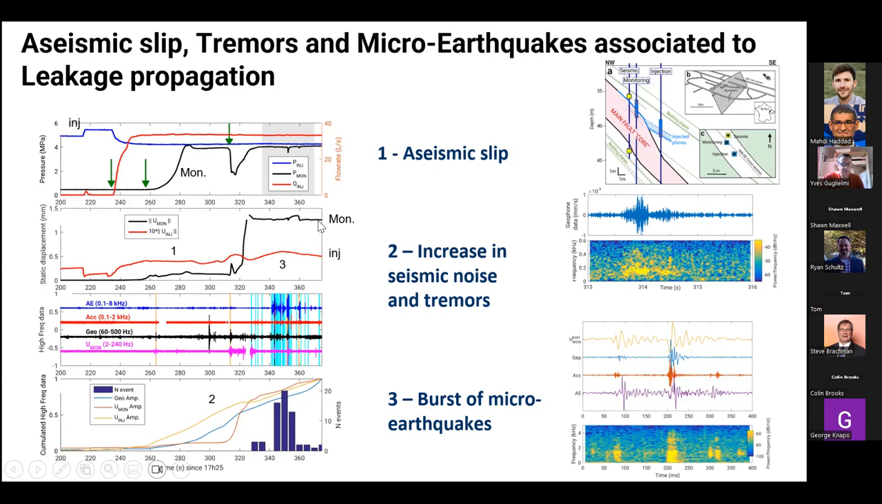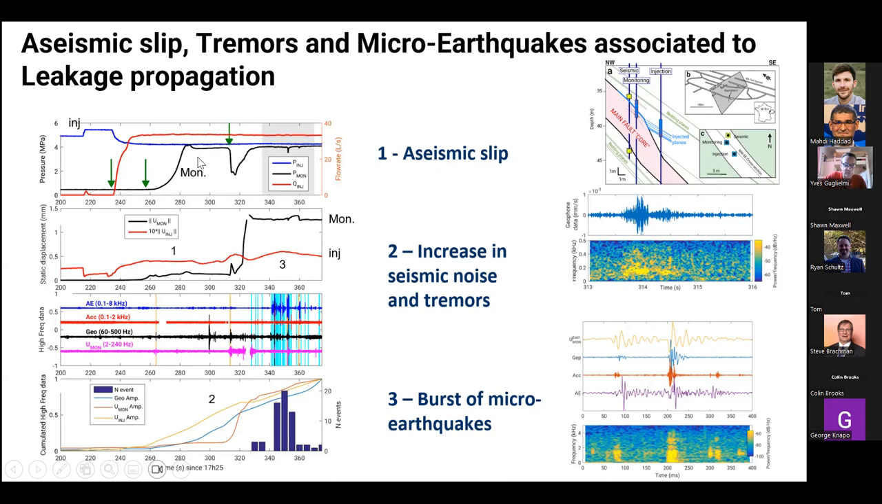And you may see here that the black curve starts to vary a little below 260 minutes, where that green arrow is shown. So it starts to vary, obviously, before we start to see the variation in the pore pressure at the same point.